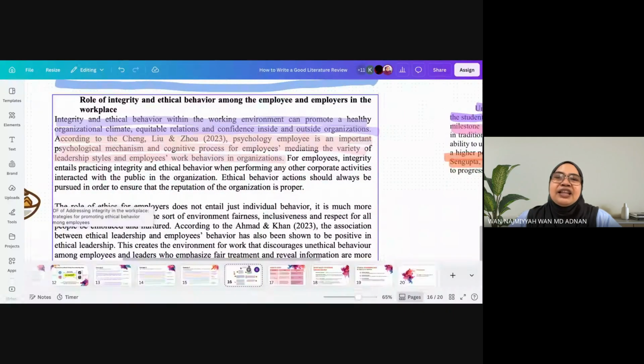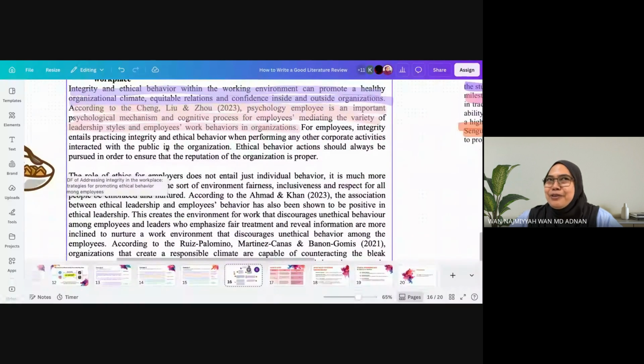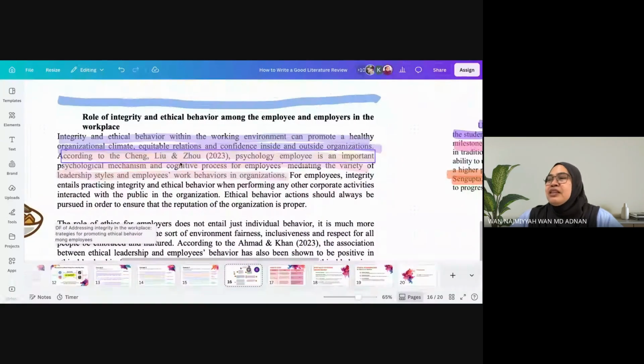Look at this one. Role of integrity and ethical behavior. I saw that you only highlighted 2 sentences and you gave up. Okay, let's look at it. The role of integrity and ethical behavior among employees and employers in the workplace. Integrity and ethical behavior can promote a healthy organizational climate, equitable relations, and confidence inside and outside the organization. They highlighted 3 points there. So when the first sentence highlights 3 ideas, it means you're going to elaborate on all 3 ideas in your body paragraph. But then you say, according to Chen, Liu, Zhou, psychology of the employee is an important psychological mechanism. So how does it relate to a healthy organizational climate? It does not. It does not relate to equitable relations and outside the organization.